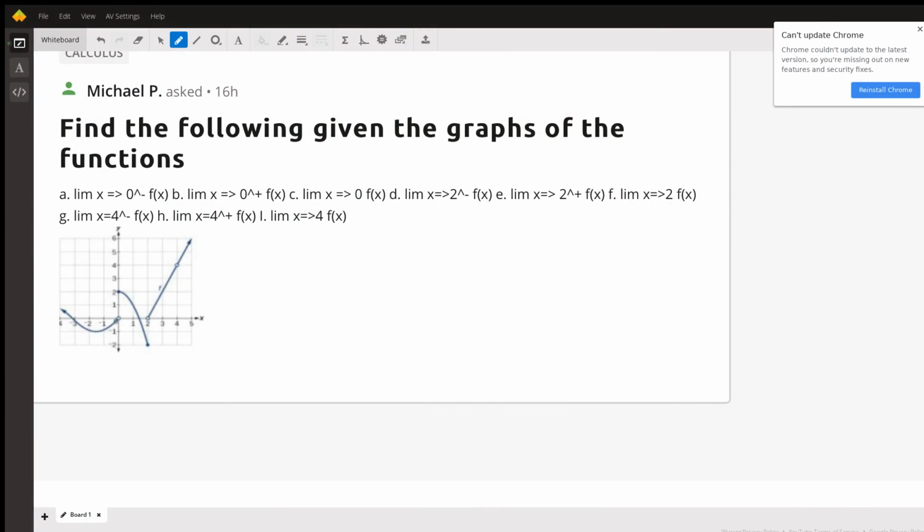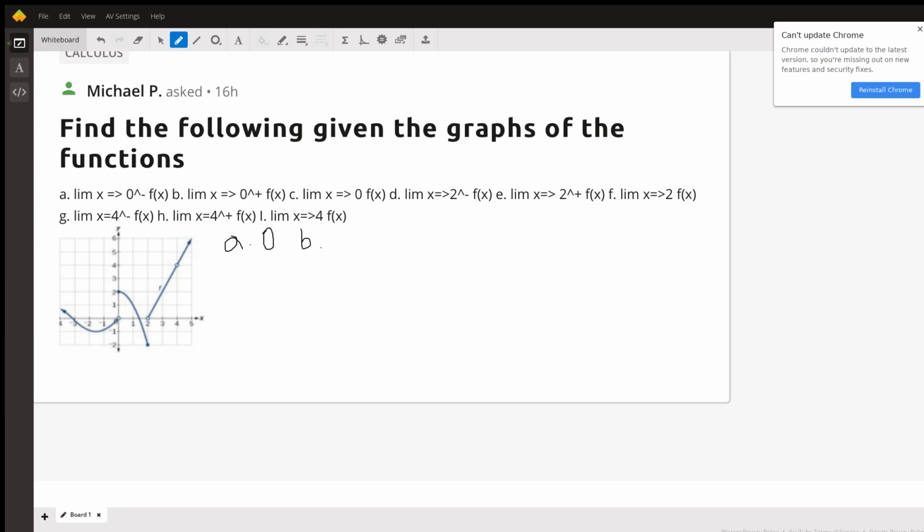Exactly where the graph is leading based on the question. For A, we have x nearing 0 from the left because of that negative symbol on the whole function f of x. So we look at the graph at x equals 0, and from the left we see that the graph is nearing that open circle right there at 0. So A is 0.